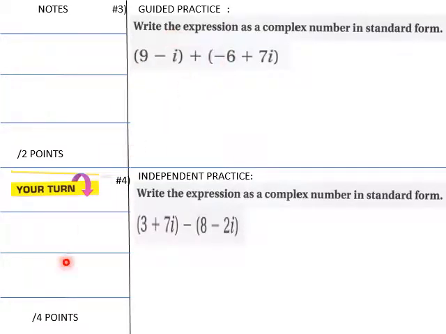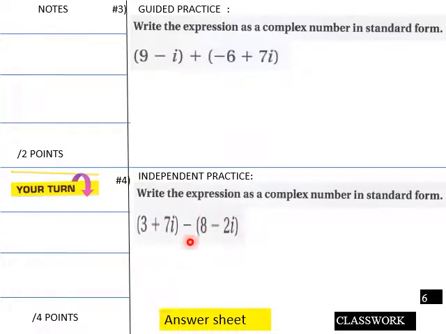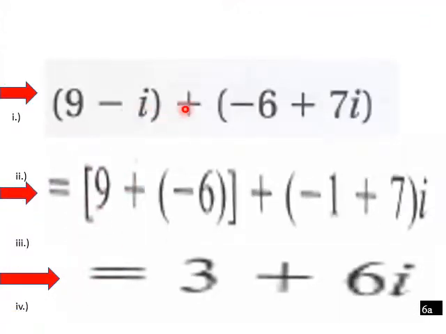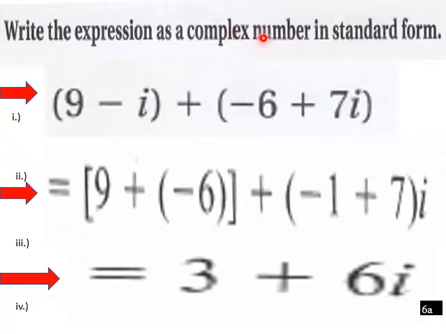Write the expression as a complex number in standard form. Students, this is yours here. Pay attention. So we have this situation here, 9 minus i plus -6 plus 7i. We're going to group our two real numbers here, 9 plus a -6, plus a -1 plus 7 times i. Then we group these together so that we can add those coefficients. And then we have 3 plus 6i as the combination of these two complex numbers.